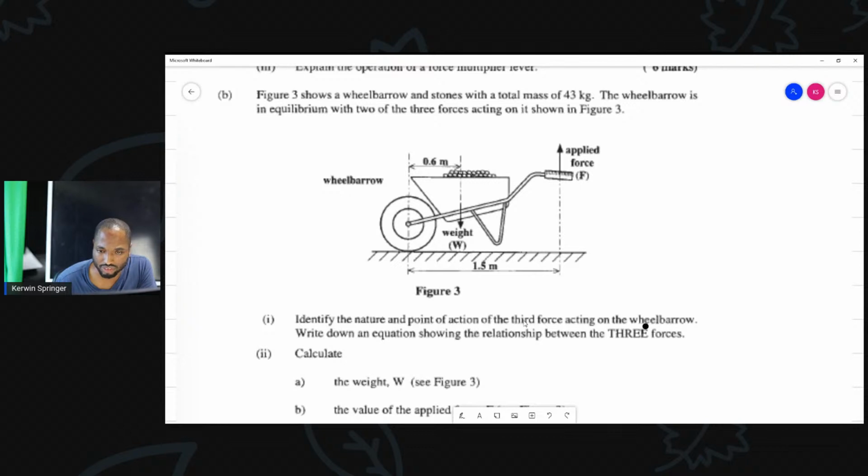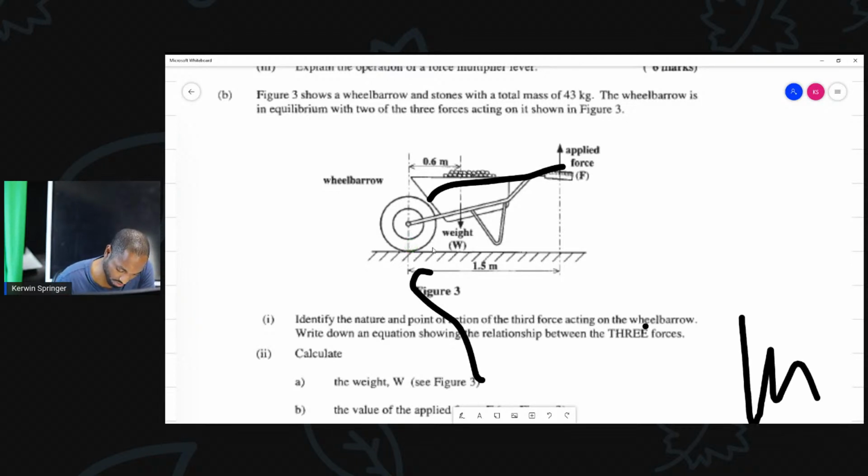Identify the nature and point of action of the third force. Is there a force on the wheel here that wasn't accounted for? Yeah, so there's a force on the wheel here that hasn't been accounted for. Why do they make me write like that?